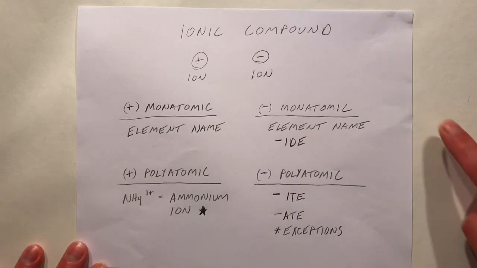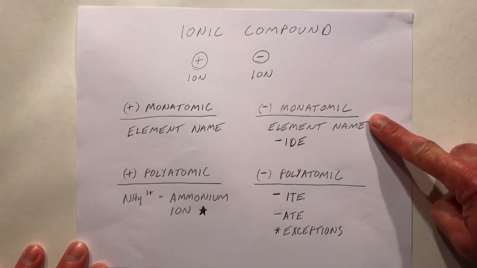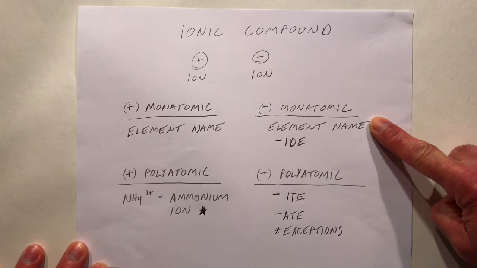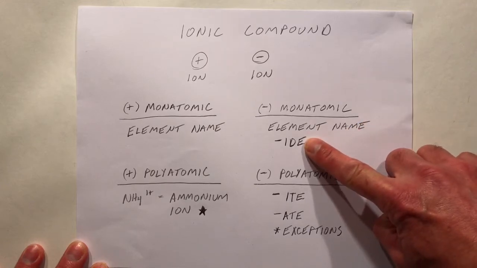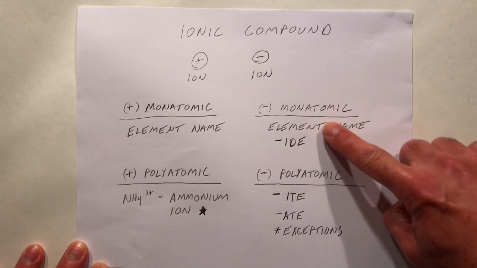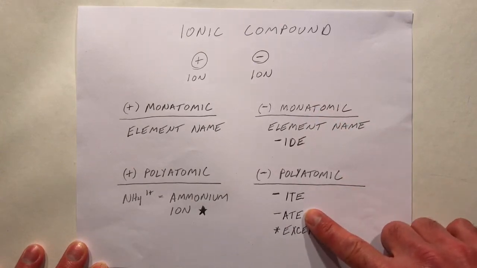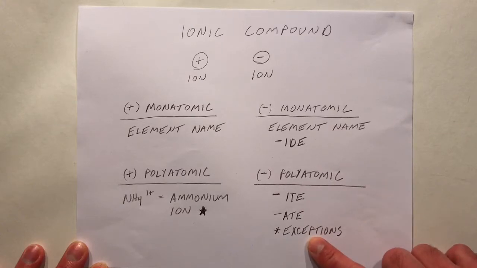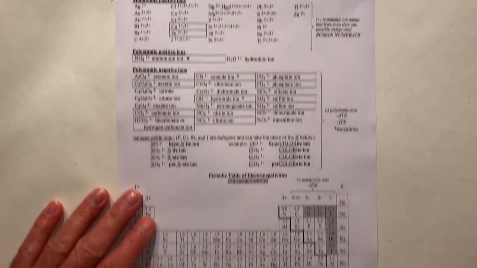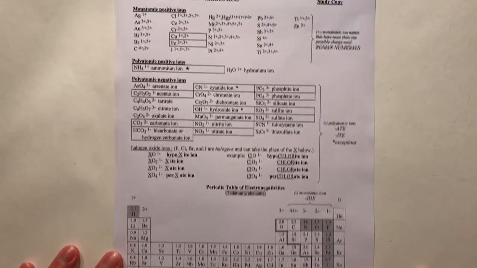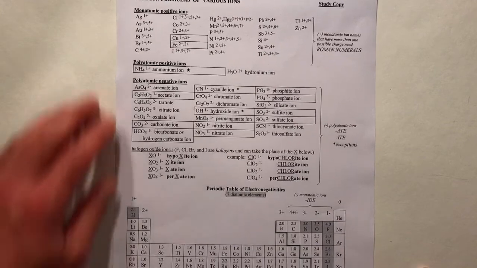Negative monatomic ions can also be named with the element name, but we change the ending to IDE. Now, ions that are negative but polyatomic would have an ite or an ate ending, and there are a few exceptions to that. There's a video that we previously looked at on how to find ions on this ion sheet. If you're not familiar with this, you might want to watch that video before you continue with this one.